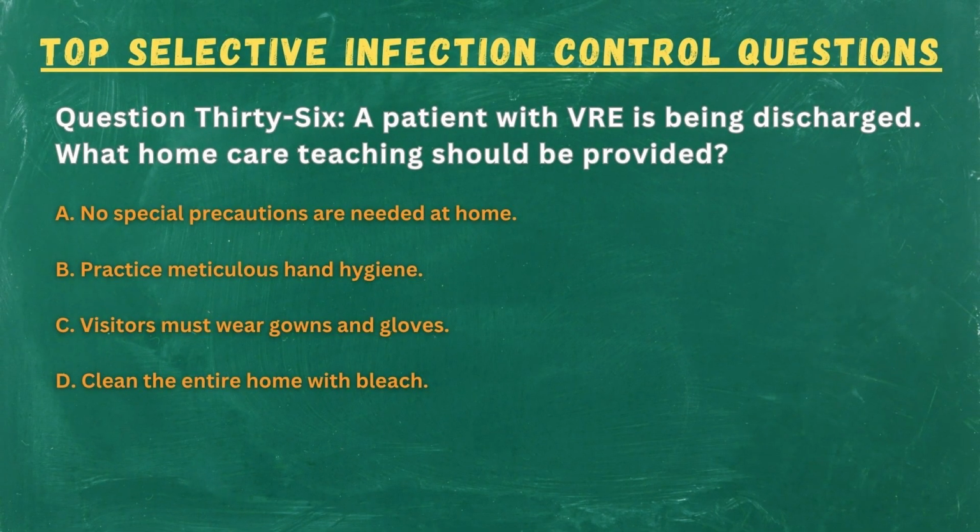Question 36. A patient with VRE is being discharged. What home care teaching should be provided? A. No special precautions are needed at home. B. Practice meticulous hand hygiene. C. Visitors must wear gowns and gloves. D. Clean the entire home with bleach. Answer: B. Practice meticulous hand hygiene.